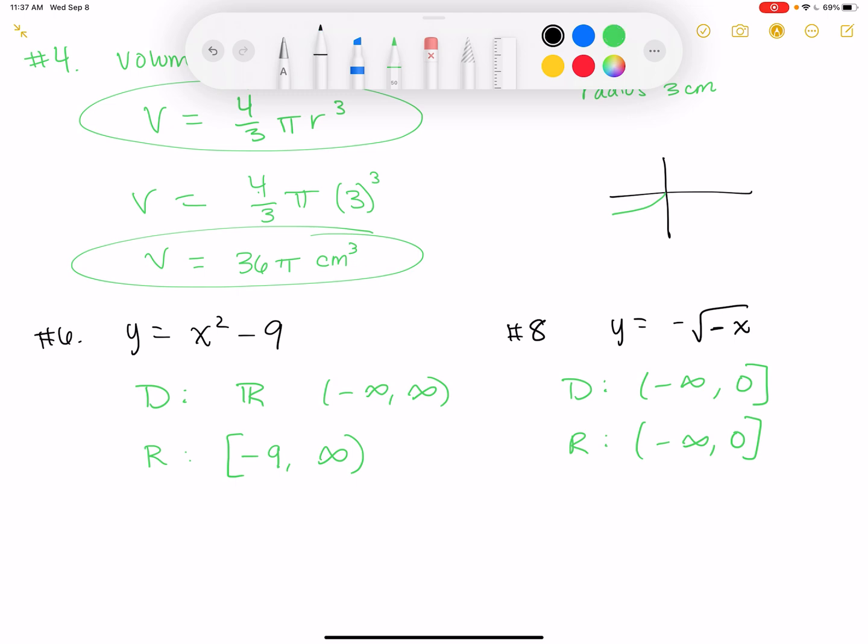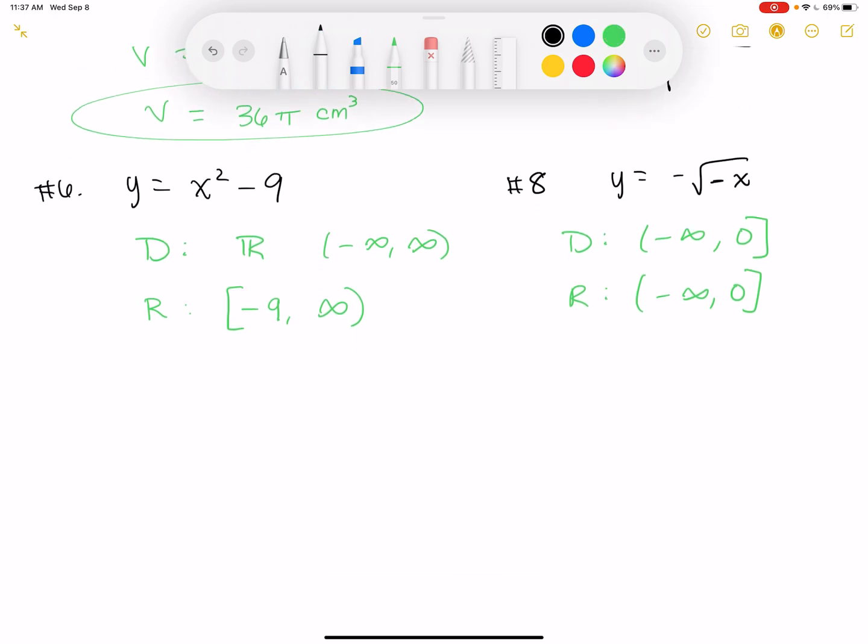Just because it's a little weird, let's look at 12 as well. We've got y is equal to 1 plus 1 over x squared.